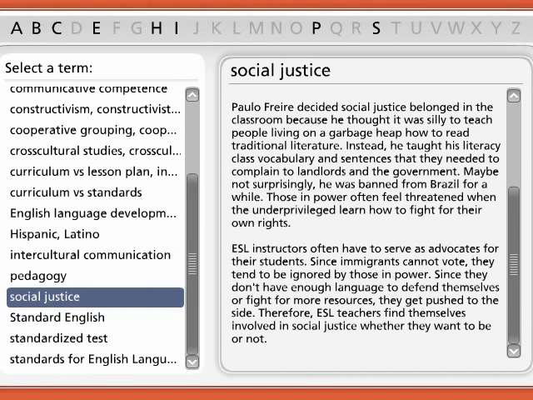ESL instructors often have to serve as advocates for their students. Since immigrants cannot vote, they tend to be ignored by those in power. Since they don't have enough language to defend themselves or fight for more resources, they get pushed to the side. Therefore, ESL teachers find themselves involved in social justice whether they want to be or not.